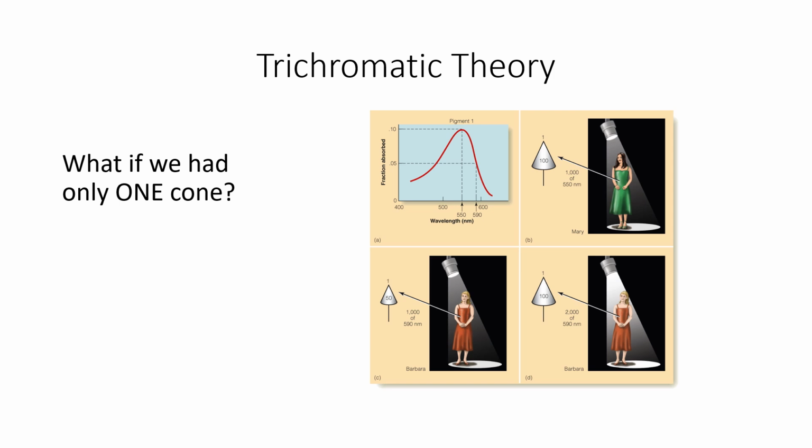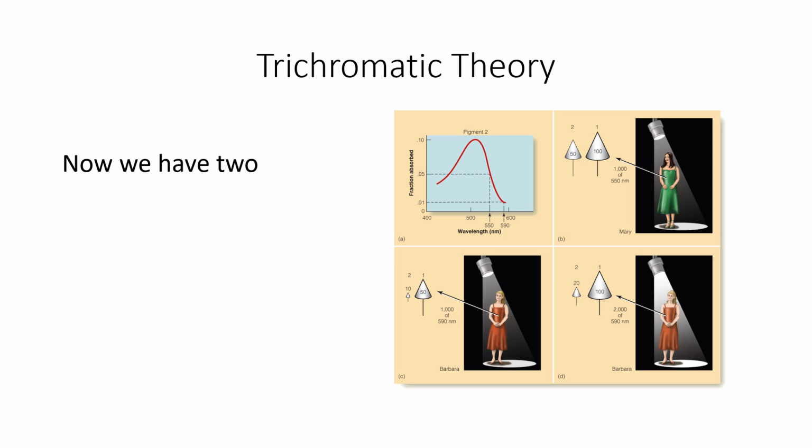That's why if we only have one cone or one photopigment, we're going to have just various shades of gray. But let's give Jay one more cone. Now Jay has the cone he had before, and also this cone, which absorbs 5% of the 550 nanometer light and 1% of the 590 nanometer light. We can think of these as kind of like the medium and long wavelength cones. Mary's at 1,000 lumens of light. The first photopigment gets 10% of that, so it's firing at a rate of 100. The second photopigment gets 5%, so it's firing at a rate of 50. Barbara is in 1,000 lumens of light in her 590 nanometer dress, so the first cone absorbs 5% and fires at a rate of 50, and the second cone absorbs 1%, so it fires at a rate of 10. It looks like Barbara looks different than Mary.